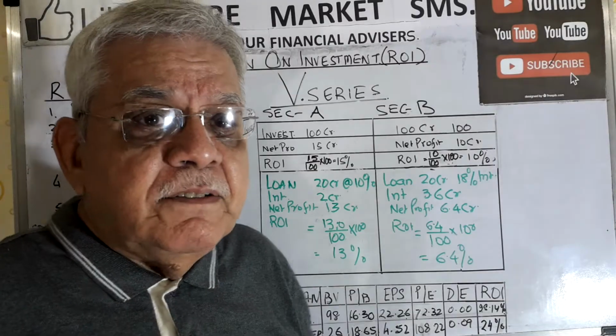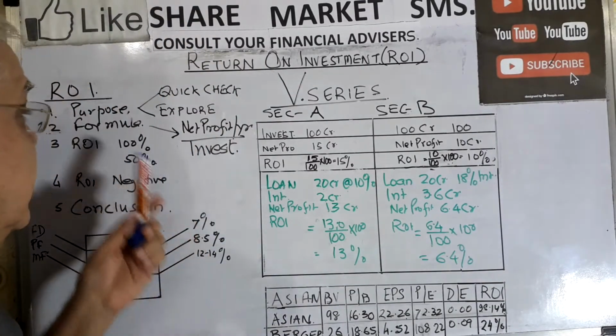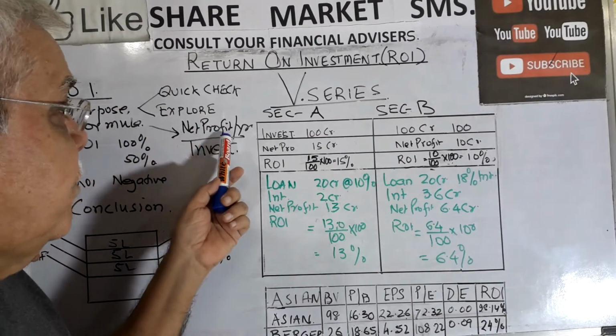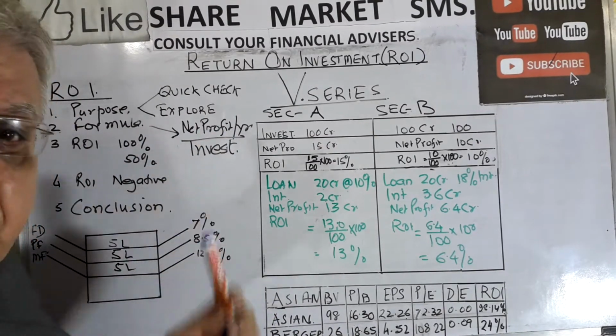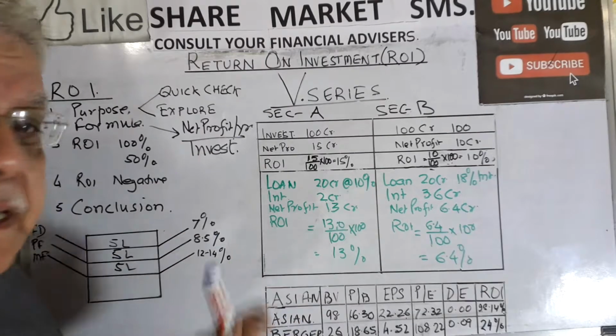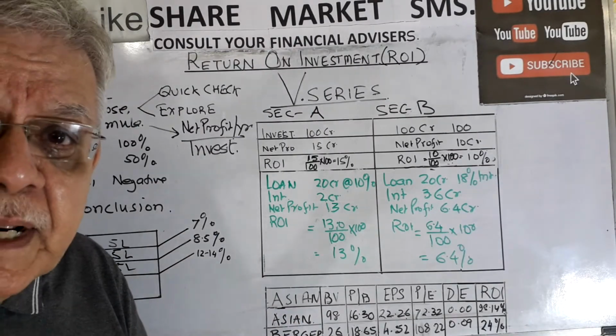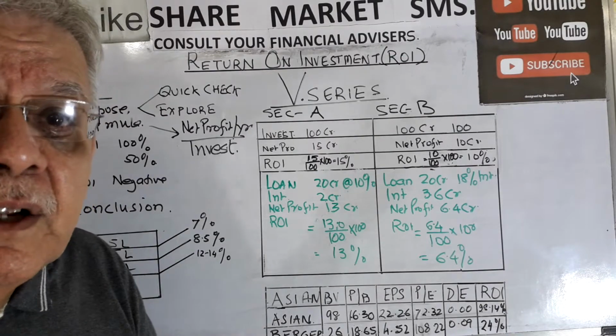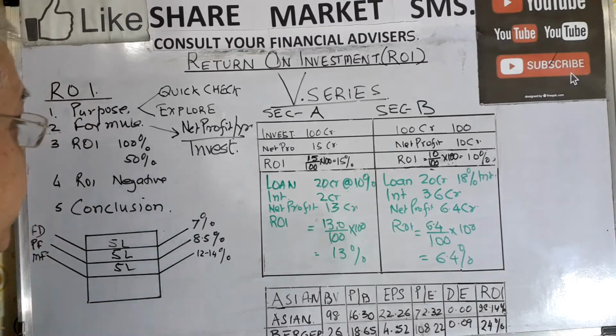Let us check, friends, with ROI. The formula of ROI is net profit per year divided by the total investment. So when we say per year, it is not calculated on a quarterly basis, it is calculated on a yearly basis only. Fine.